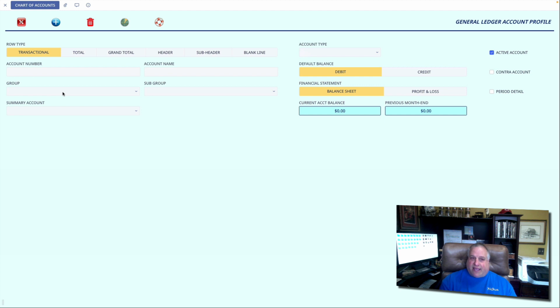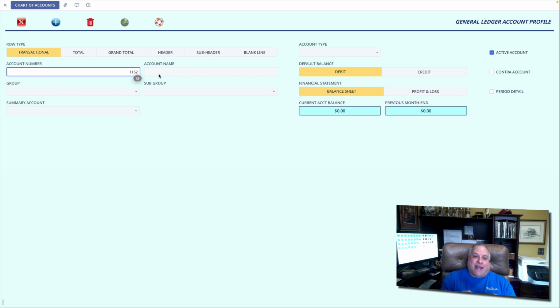Our 4,000 accounts are going to be revenue, and our 5,000 accounts will be expense. Therefore, all accounts with an account number greater than or equal to 4,000 and less than or equal to 5999, just by virtue of the number, we know that that's going to be a P&L or an income statement account. So let's create a new account.